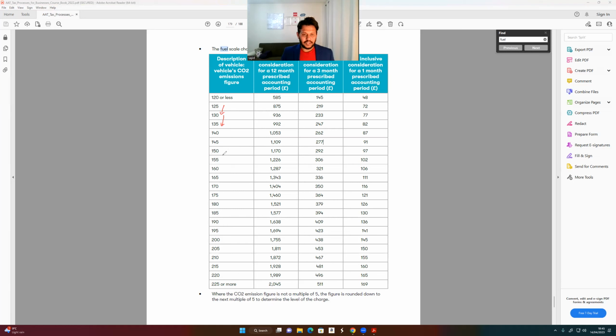So that means the question said 148 gram CO2. That means I will not take 150, I'll take 145. Remember that, I'll always round it down. So I don't think, okay, 148 is close to 150. No. Even if it is 149, you still take 145. So I'm looking at the quarterly VAT, so 277. So divide by 6, and 277 divided by 6 gave me 46.17.